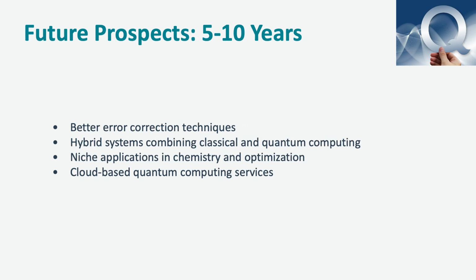Looking ahead to the next 5 to 10 years, we can expect steady but incremental progress rather than revolutionary breakthroughs. The most important development will likely be improved error correction techniques. Quantum computers make errors constantly because of decoherence, so researchers are developing quantum error correction methods that use multiple physical qubits to represent one logical qubit that's more resistant to errors. Better error correction will allow quantum computers to run longer, more complex programs reliably.